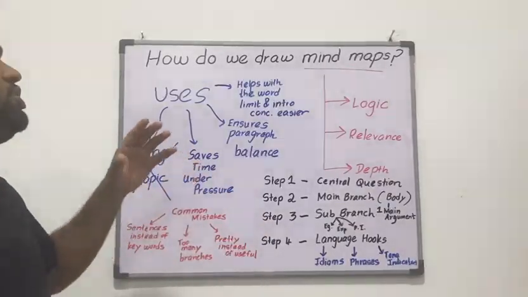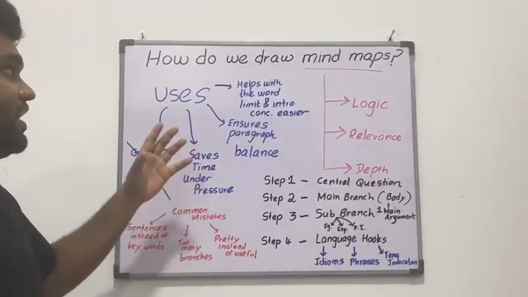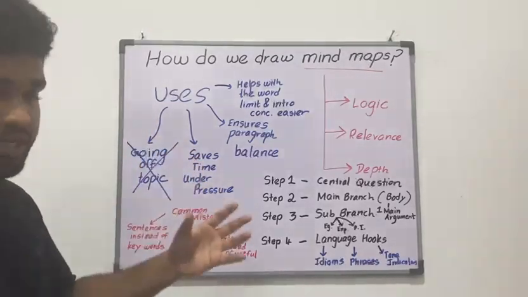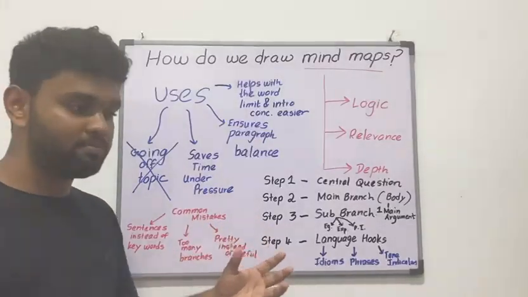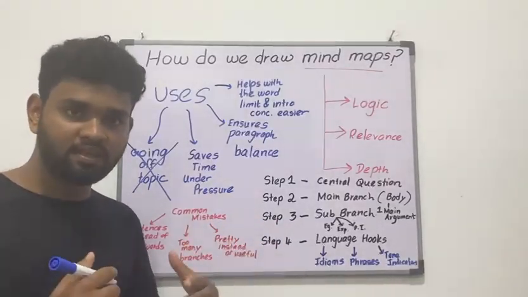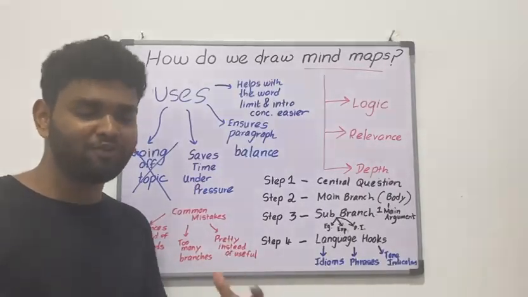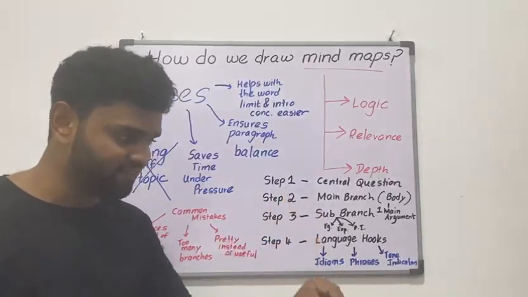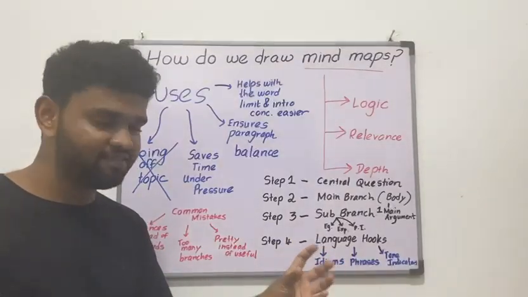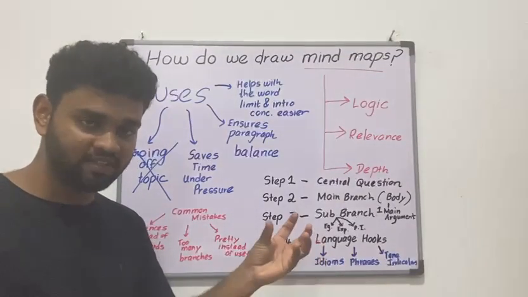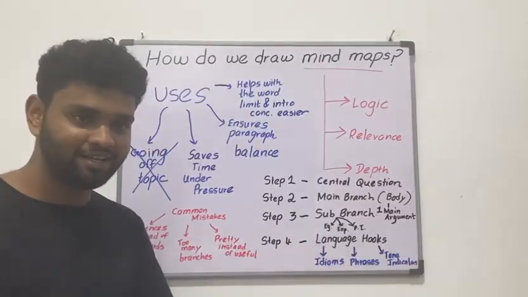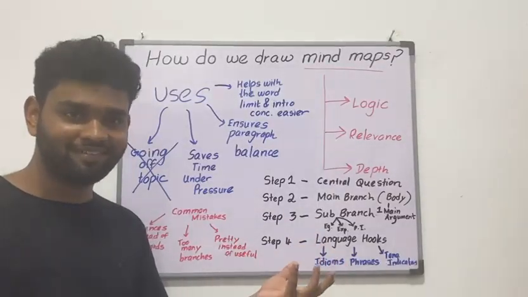Another thing is it ensures paragraph balance, it helps with the word count, and it makes the intro paragraph and the conclusion paragraph a bit easier. It tells what we're going to write about, right? Because if we see from that map what is going to come and what we're going to write, well, there's nothing else to write, right?